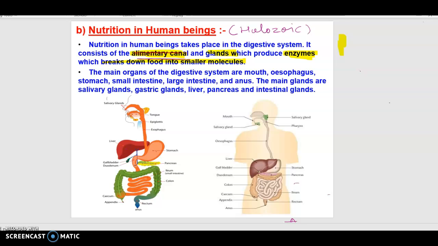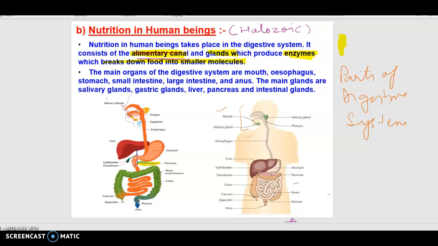Parts of digestive system. We know that the buccal cavity starts with the mouth, then the food pipe is the esophagus, after that stomach, and then small intestine, large intestine is there.